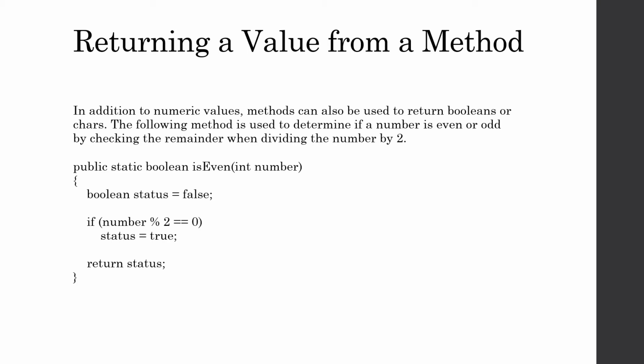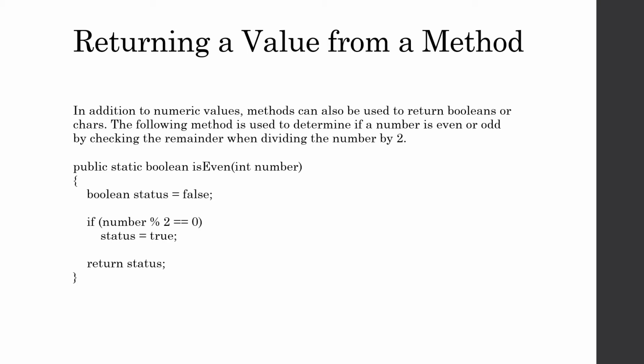And then inside the body of the isEven method, we'll go ahead and create a Boolean variable called status that will initially be false. We'll then include a little check right here. We're going to say if the number mod 2 is equal to 0, we'll change status to true, and then at the very end we'll return status.